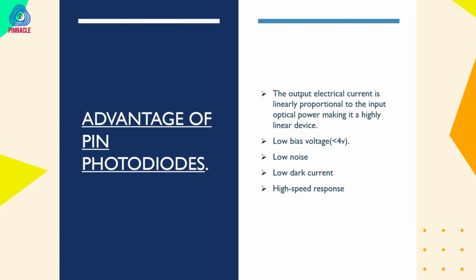Now, what are the advantages of a photodiode? The first thing is the output electrical current is linearly proportional to the input optical power, making it a highly linear device. This is very important. Okay, this is a linear device. Then low bias voltage, less than 4 volts, low noise, low dark current, and high speed response. These are the advantages of PIN photodiodes. The cost is also low. And in your laboratory, in the experimental setup, we are having a PIN diode only. Remember that. Okay, because PIN has a low cost.